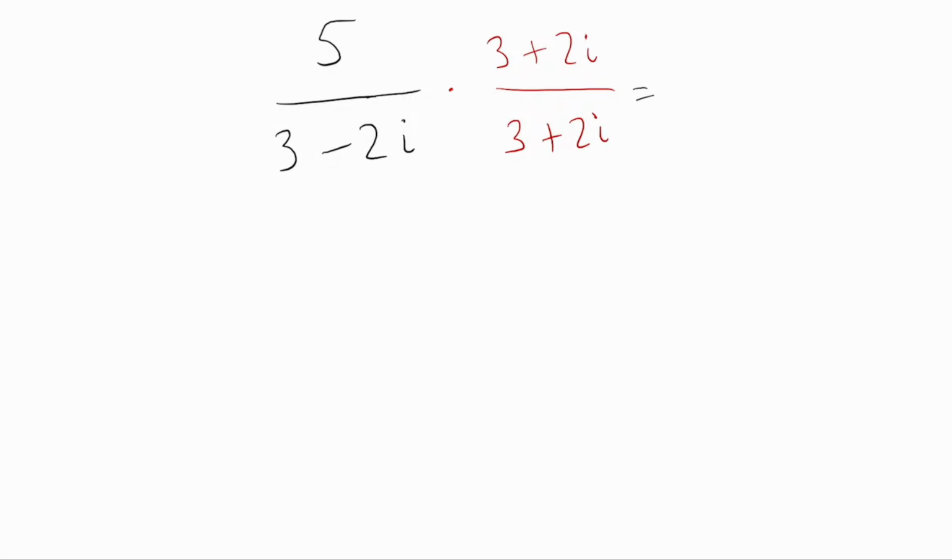And when you multiply it out, the top just becomes 5 times this, because remember, to multiply fractions, you just multiply the tops and the bottoms. So this is just going to be 5 times 3 plus 2i, and the bottom is just going to be 3 minus 2i, 3 plus 2i.